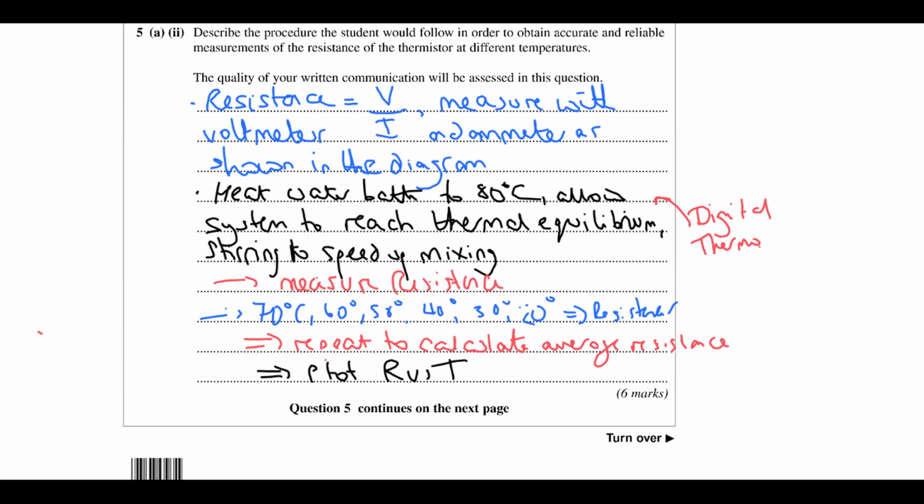So for the first measurement, we're going to heat to 80 degrees. We're going to allow the system to settle so everything reaches the same temperature, or the fancy word for that is thermal equilibrium, and we might want to speed that up by stirring it just to ensure everything is the same temperature. And we can then check what the temperature is using a digital thermometer to improve the precision of your measurement there.